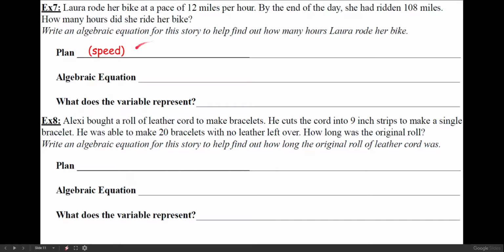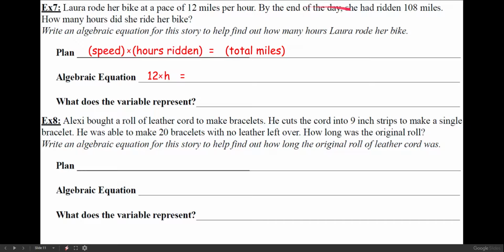Every hour, it's another 12. So it's like multiplication. Repeated addition is multiplication. So it's speed. By the end of the day, she had ridden 108 miles. So 12 miles per hour times the number of hours she rode, which we don't know yet, is going to equal how far she rode total. So the speed times the hours ridden is going to be the total miles. The algebraic equation is going to be speed, which is 12 miles per hour, times the hours ridden, which we don't know. So we're going to replace it with the variable h equals total miles.